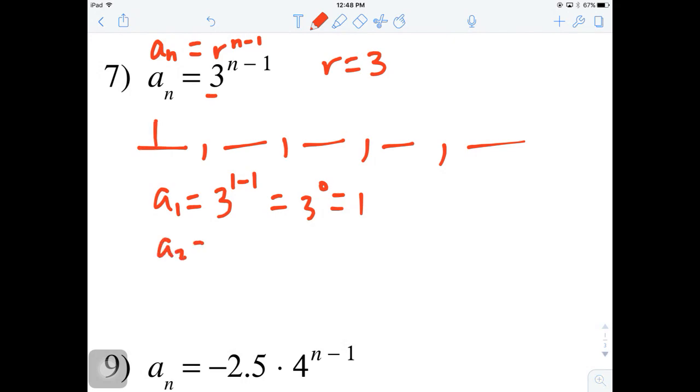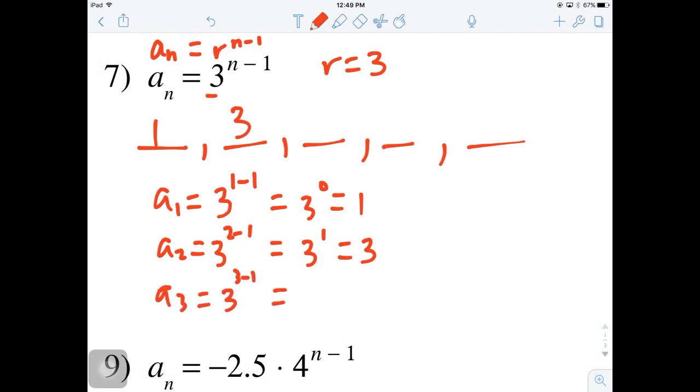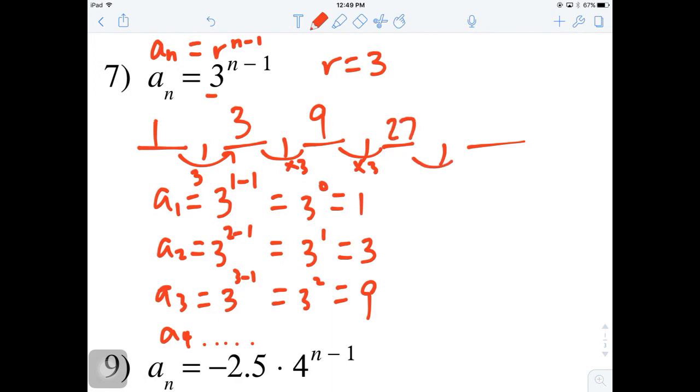And a of 2 is going to be 3 to the 2 minus 1. That's going to be 3 to the 1 power. That's 3. And then a of 3 is 3 to the 3 minus 1. That's going to be 3 squared, which is 9. So that's the third term. So you can continue this pattern to find the rest of the terms, or you can just use the little shortcut that the previous number times the ratio is going to give you the next term. So that works for 1 times 3 is 3. 3 times 3 is 9. 9 times 3 will give us 27. And 27 times 3 will give us the fifth term of 81. So those are the first 5 terms in this sequence.